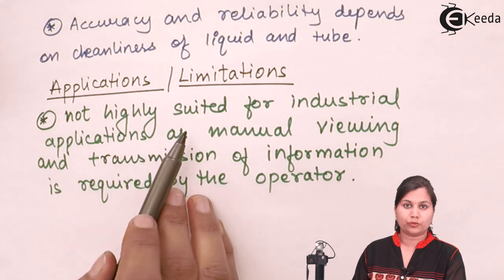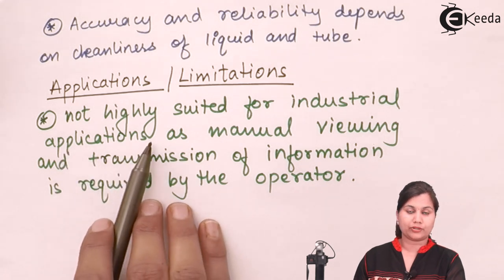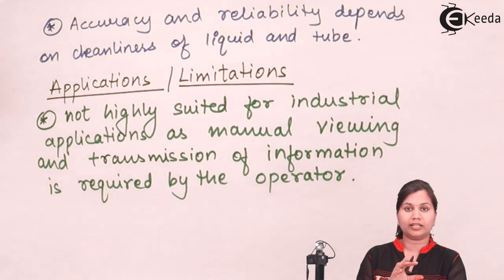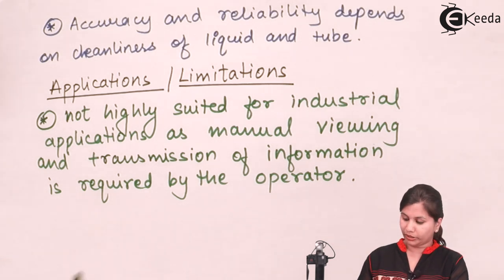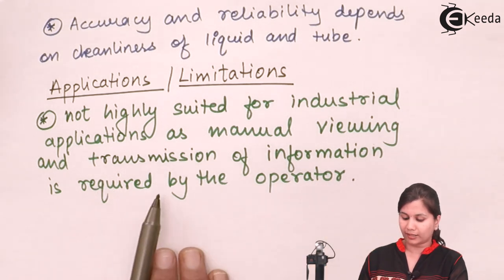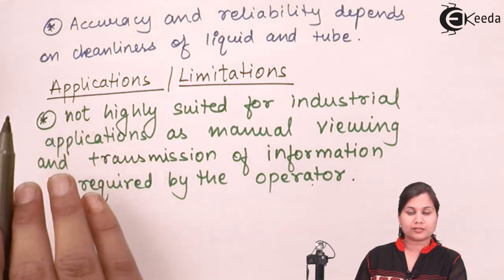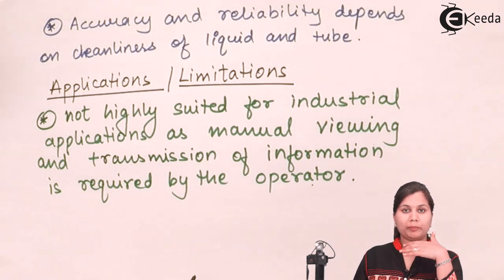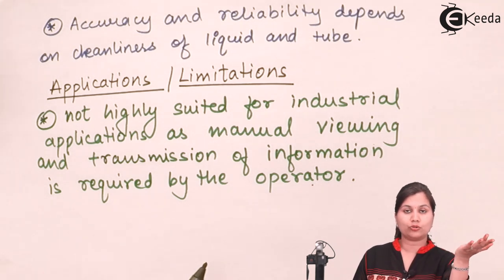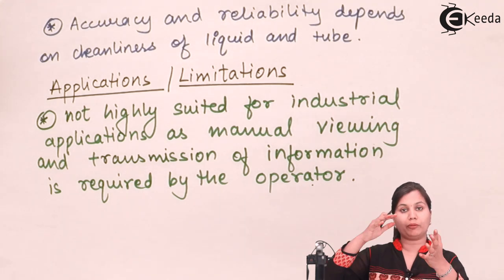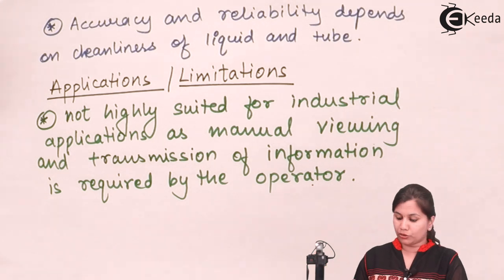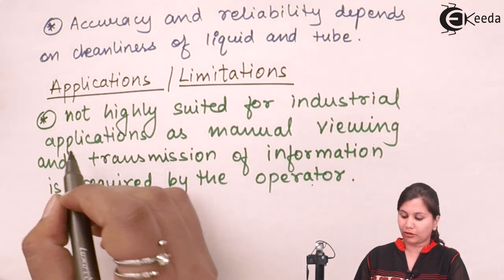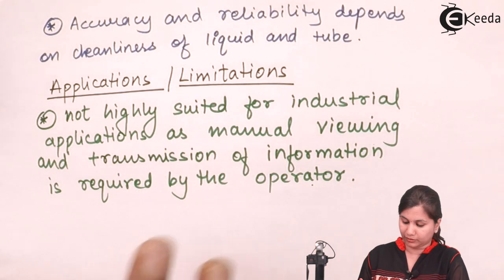So this side glass tube method is not highly suited for industrial applications, because we have seen that its major disadvantage is that the operator has to take the readings from the location where the tank is located. So manual reading and transmission of information is required by the operator. It is not practical every time for the operator to go near the tank and take the readings, and also it has to transmit the information to the controller who is sitting in the control room. So this transmission of information and the manual reading is a disadvantage of this method. So it is not suited for industrial applications. It is a limitation of this method.